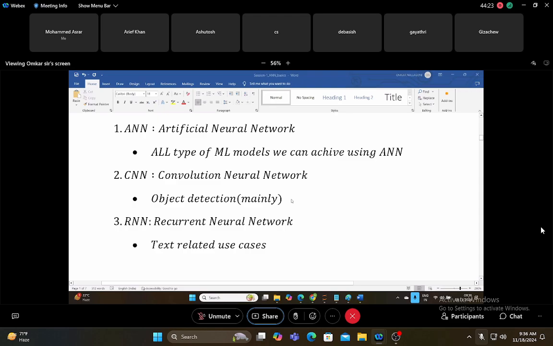Artificial neural network, convolution neural network, and recurrent neural network.